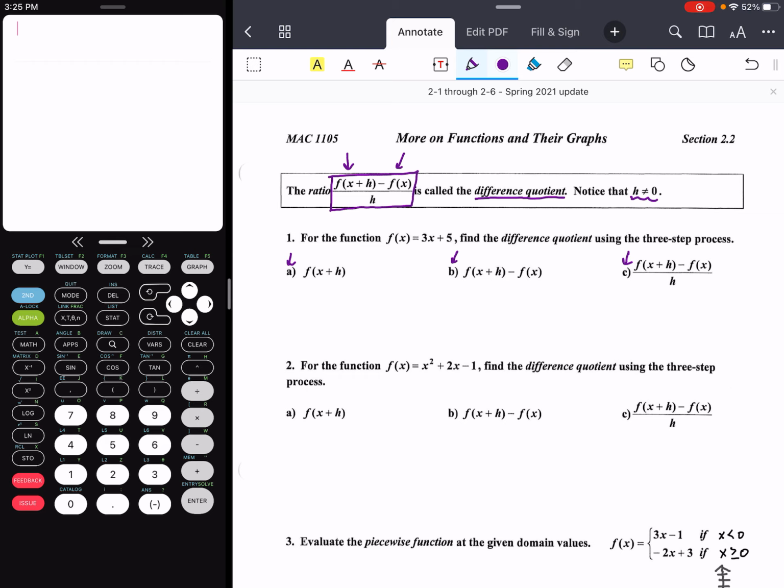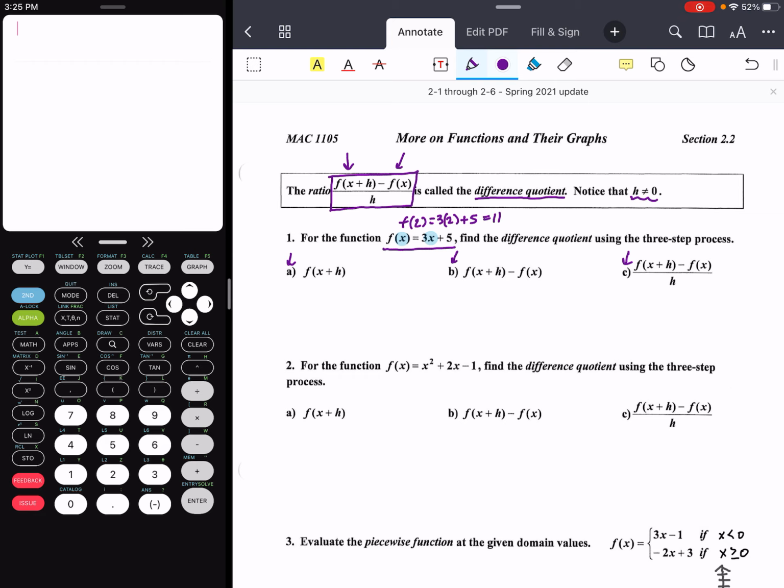All right, so for number 1, it says for the function f of x equals 3x plus 5, find the difference quotient using the 3-step process. And ultimately, the goal is just to find the difference quotient, whether you break it into 3 steps or not. I want you to notice what this function notation means. f of x, that's your input, equals 3 times x plus 5. So if we had f of 2, for example, you all know that we would take 3, multiply it by 2, and then add 5, right? That would be 6 plus 5, which would be 11.